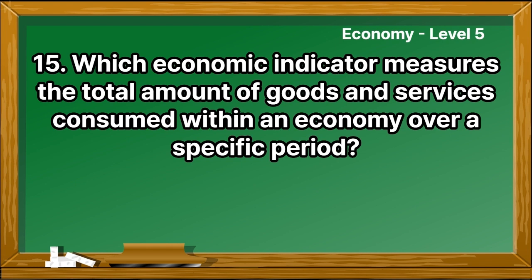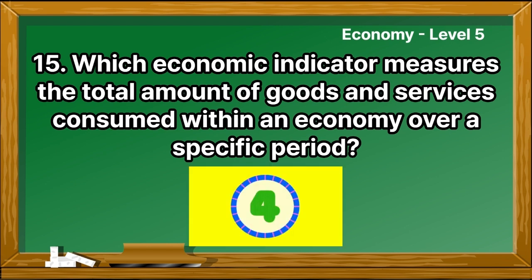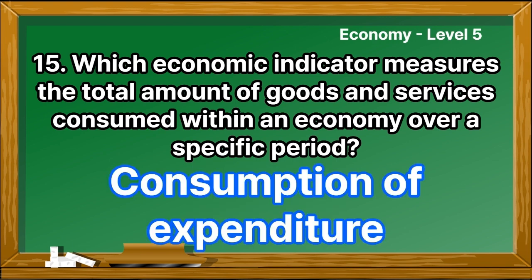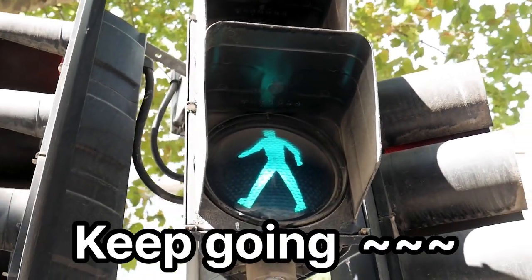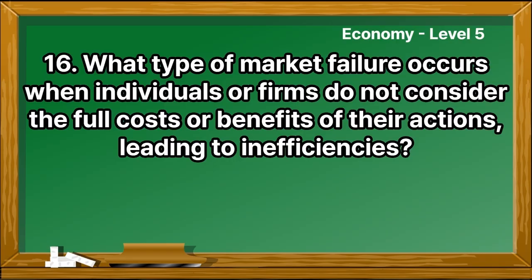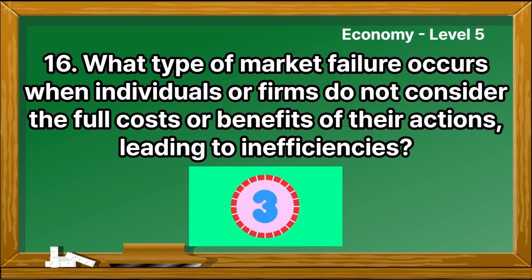Which economic indicator measures the total amount of goods and services consumed within an economy over a specific period? Consumption of expenditure. Keep going. What type of market failure occurs when individuals or firms do not consider the full costs or benefits of their actions, leading to inefficiencies? Externalities.